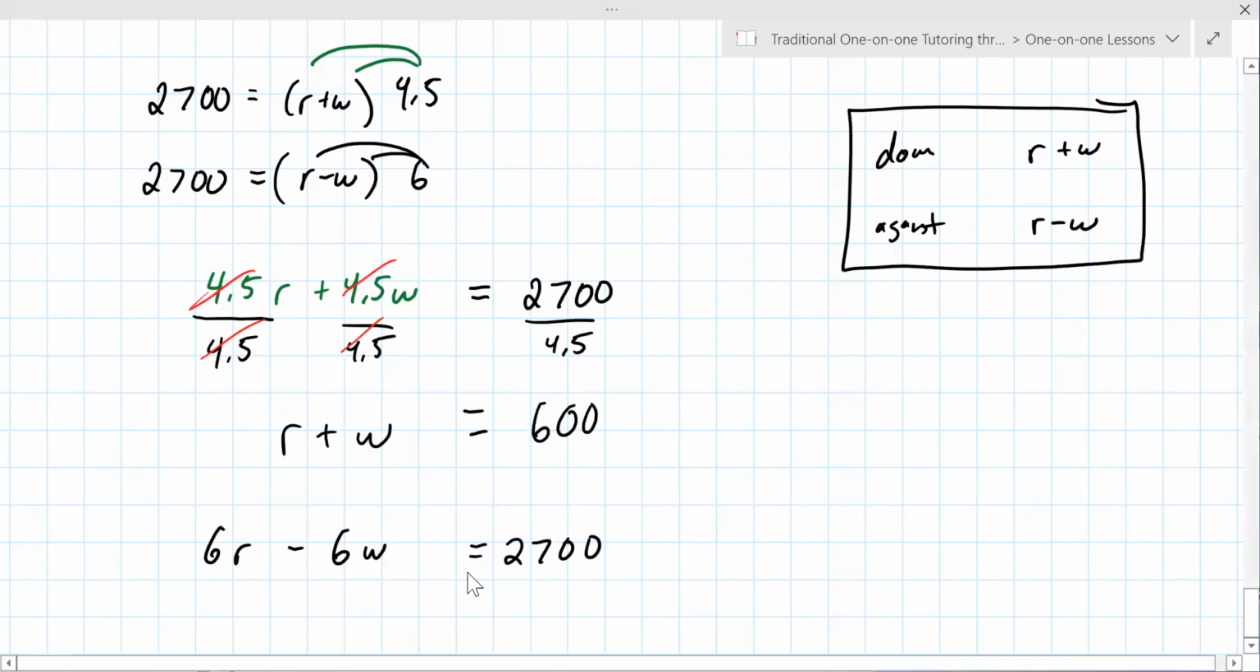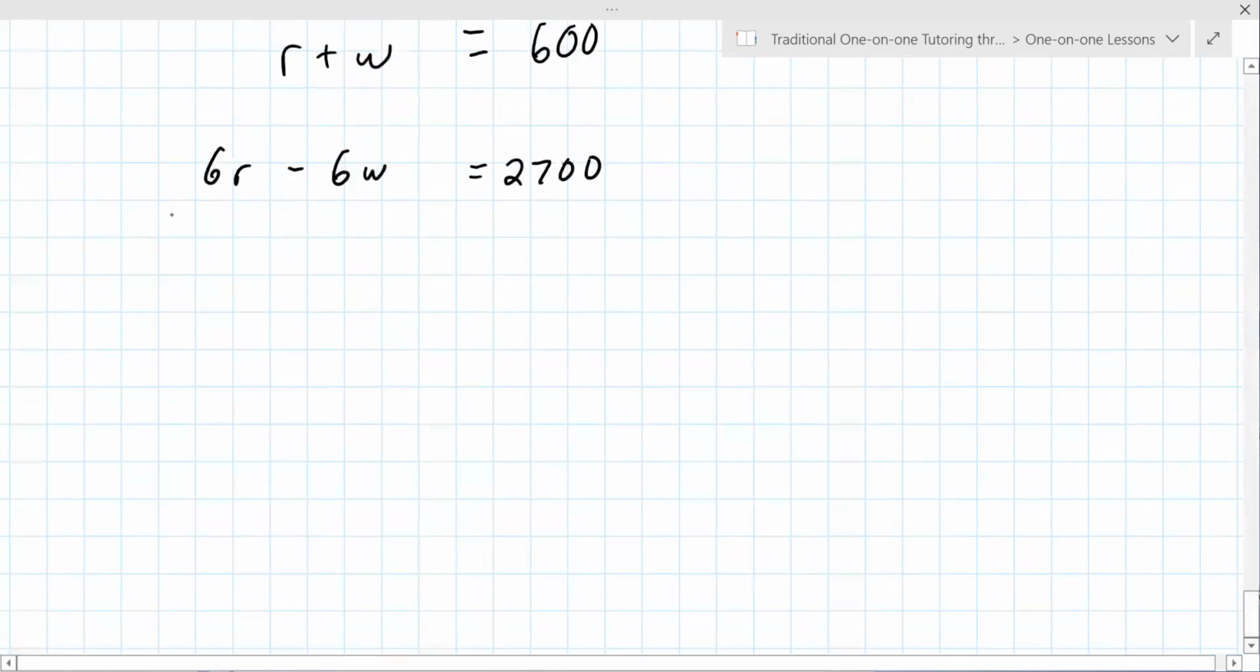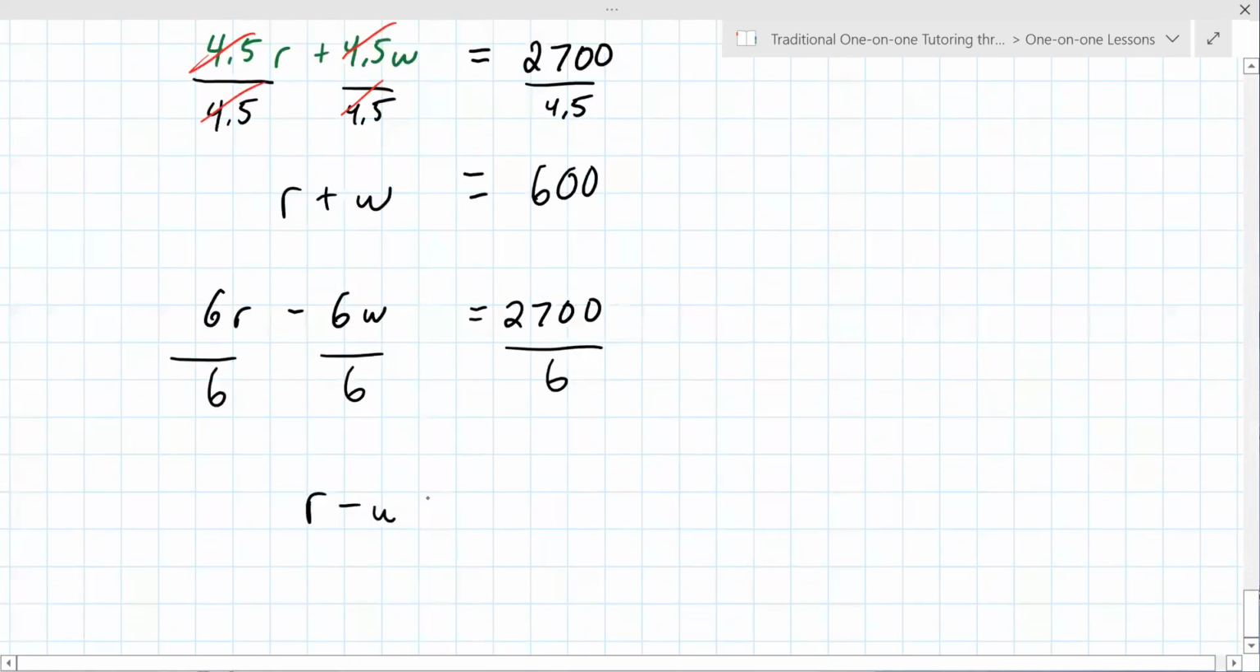Now you can actually do the same thing here with the second one. You can divide everything by 6. And it also works out. You get R minus W equals 450.